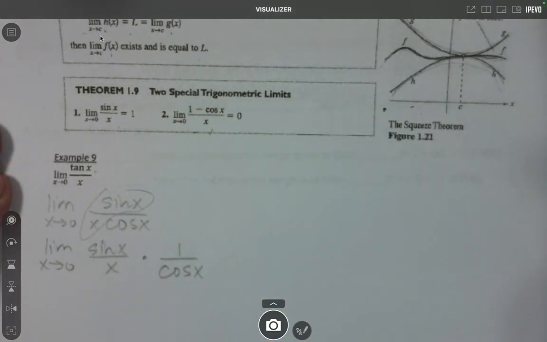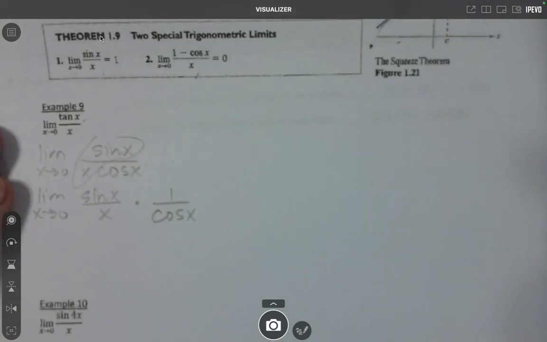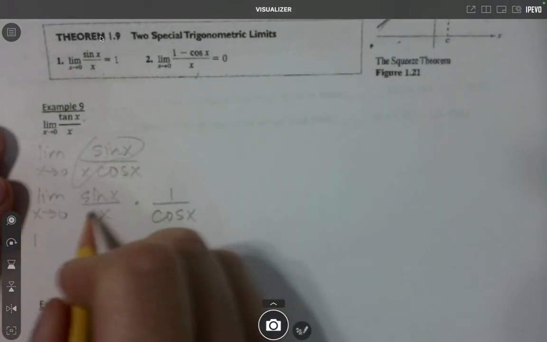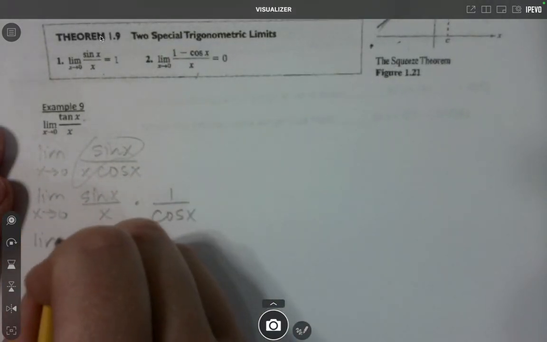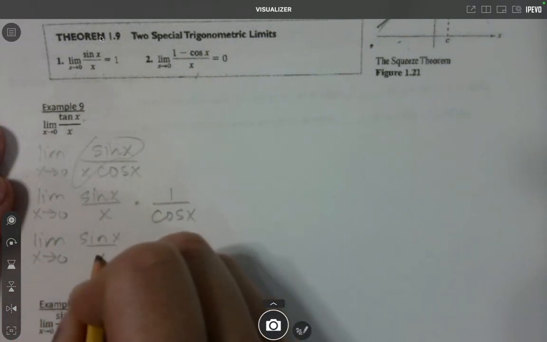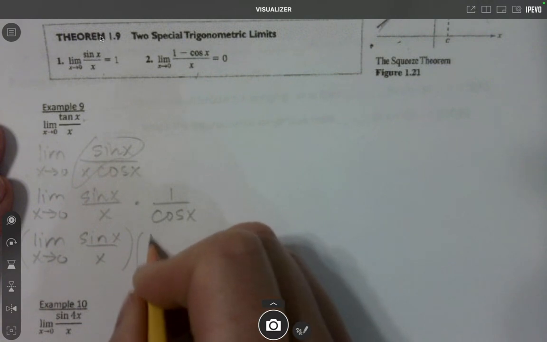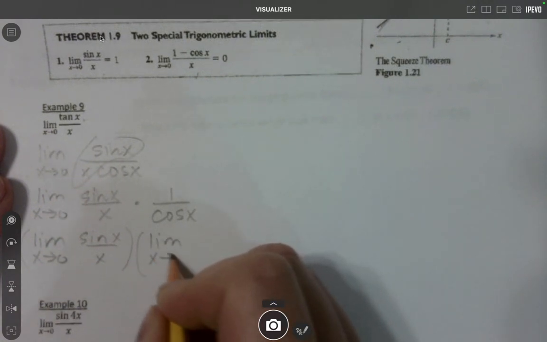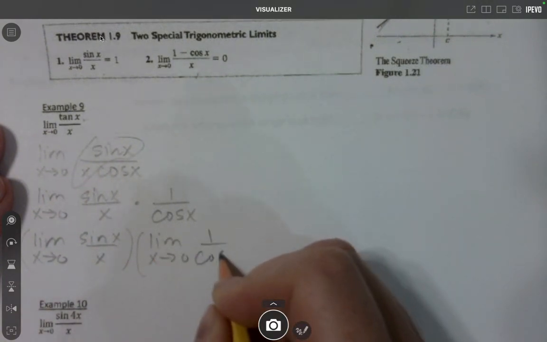So we saw on that first page that if we have a limit of two functions being multiplied, we can take and find those limits separately and then multiply them together.